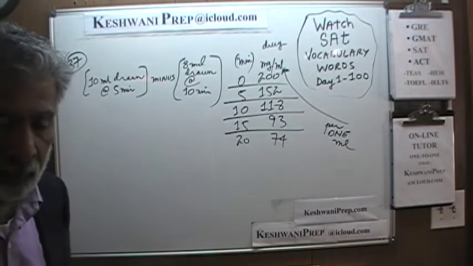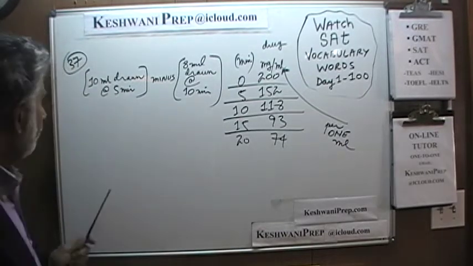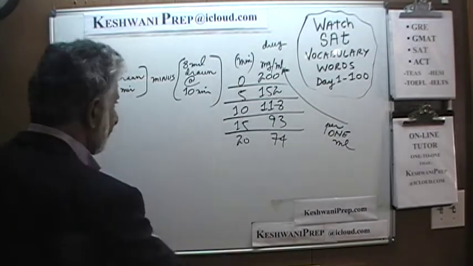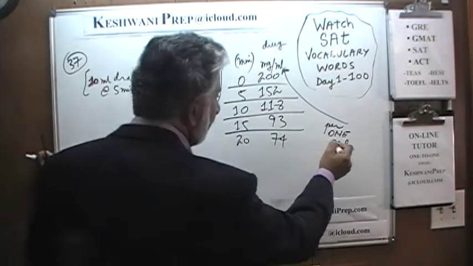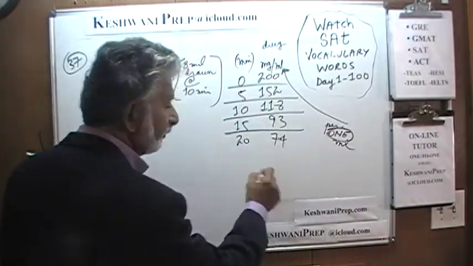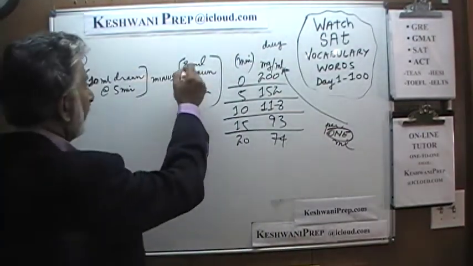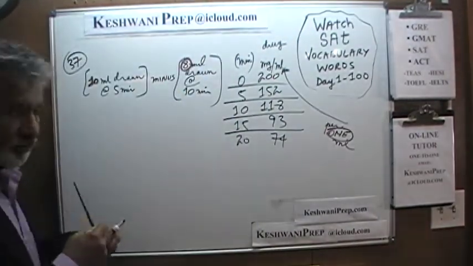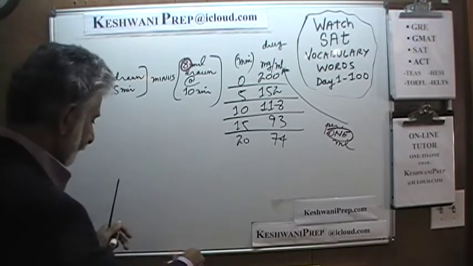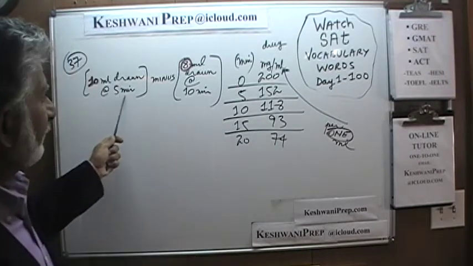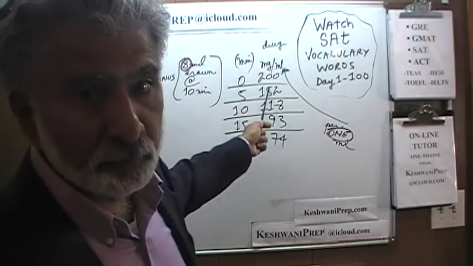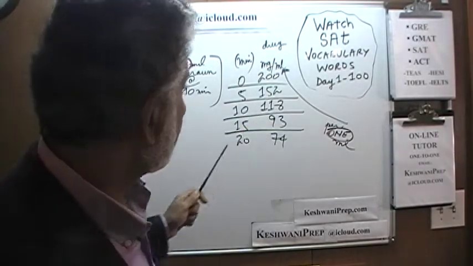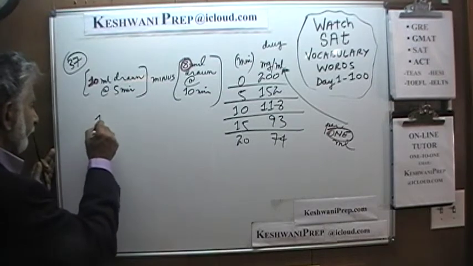The only thing we need to pay attention to, as I already told you before, is the fact that here we're dealing with 10 milliliter, and this is given per 1 milliliter. These figures are per 1 milliliter. And here we have 8 milliliter. As long as we pay attention to that, we are fine. So, at 5 minutes, the patient has 152 milligram per milliliter, per 1 milliliter. 152.